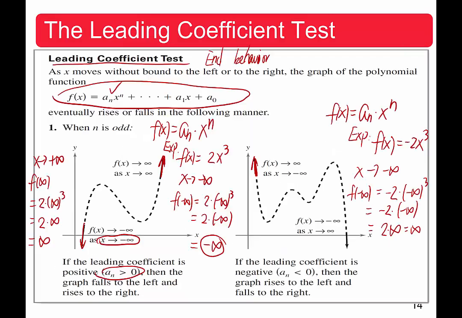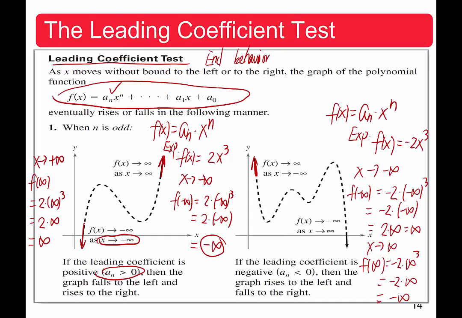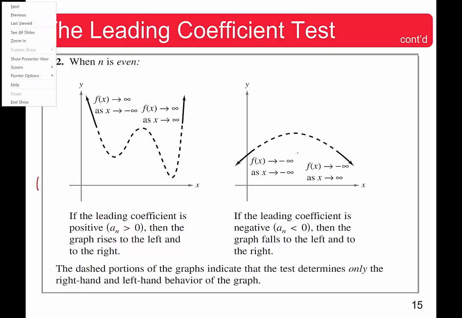On the right-hand side, when x approaches infinity, f of infinity equals negative 2 times infinity to the third power. Infinity to the third power remains infinity. It's negative 2 times infinity, which is negative infinity. That's why on the right end the function decreases without bound. So this is the end behavior for when a_n is less than 0 and n is odd. And here it's the same thing.